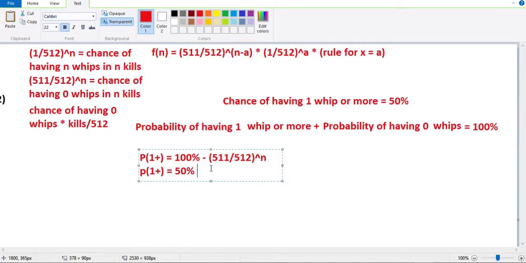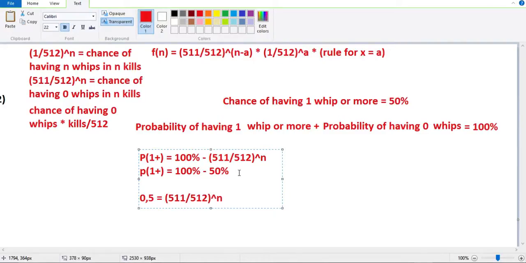So yeah, this is just 50%. Let's write it as 100% minus 50%, just in case someone is completely lost. So then you want this 50% to be equal to this. So you just say, well, 0.5, which is 50%, equals 511 divided by 512 to the n.